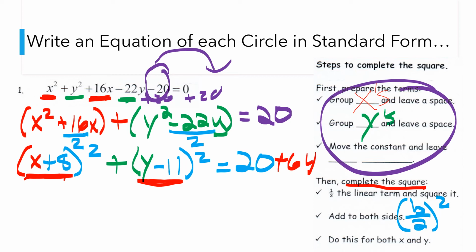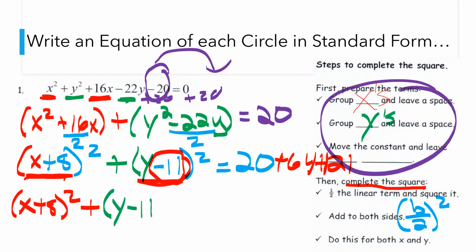We're adding that here. In this case, it was 11, so 11 squared is 121. We're adding that over here, 121. And we're going to end up with the following. It'll be x plus 8 squared plus y minus 11 squared equals 84 plus 121, which is 205. And that would be the equation.